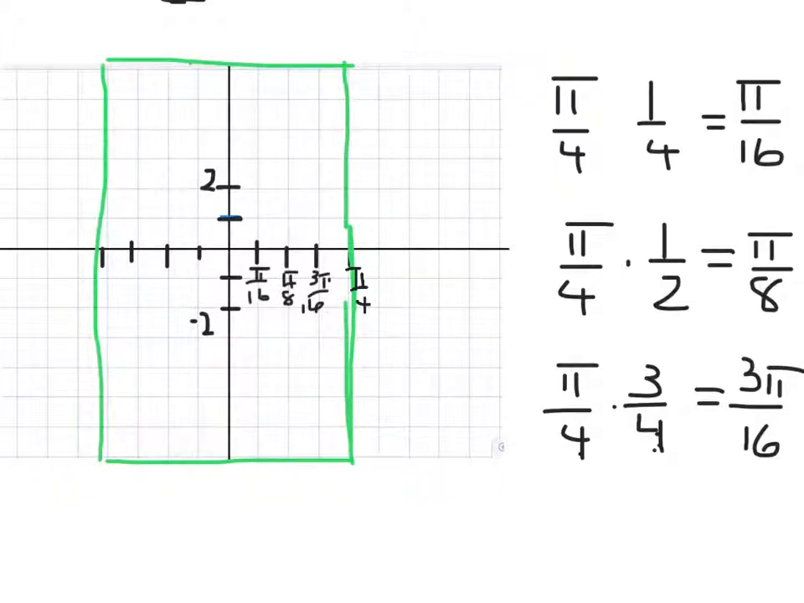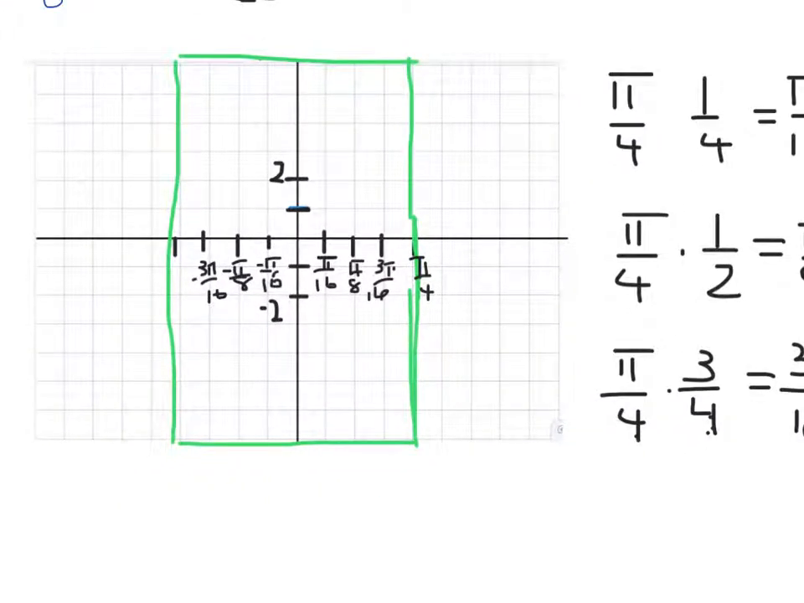And then the same thing on the other side. So negative pi over 16. Negative pi over 8. Negative 3 pi over 16. And then negative pi over 4. Again, draw your asymptote in at the midway point of your box here. So at the pi over 8.